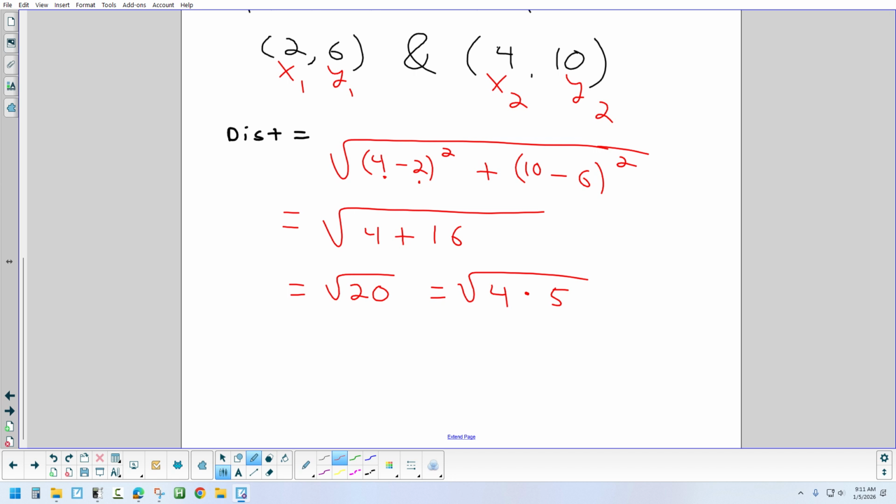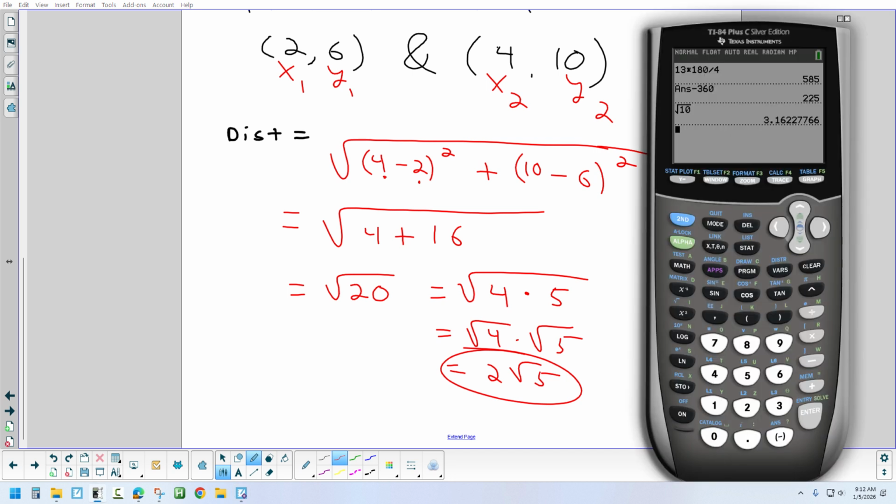Once you break that up into 4 times 5, you can separate it into 2 roots like that. You can either have one big root with a product or 2 separate roots with a product. It's the same thing. And now, when you simplify, what's the square root of 4? 2. That's how you write your final answer. 2 square roots of 5.